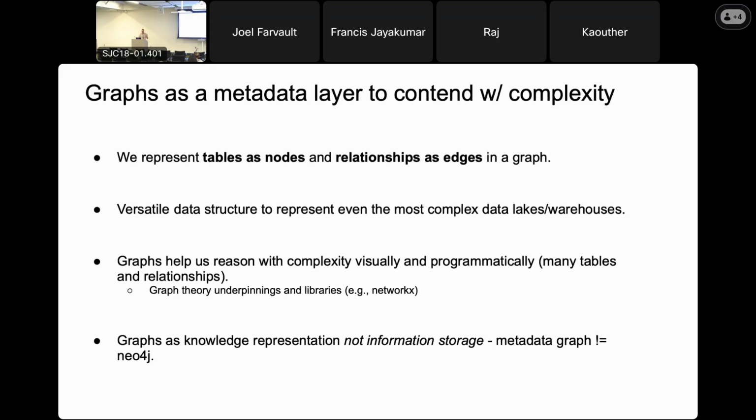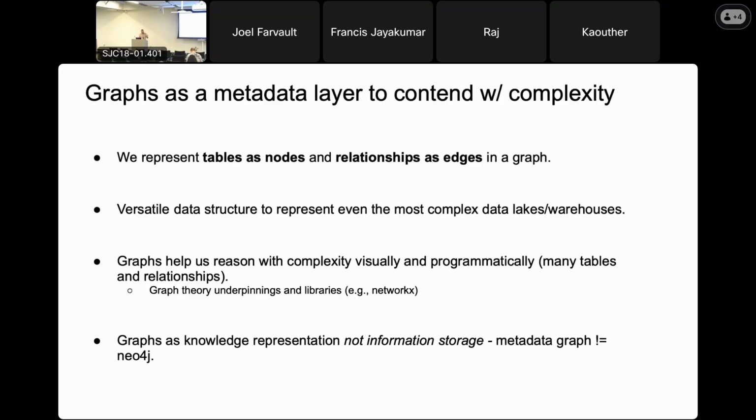So Curve uses graphs as a metadata layer to represent these entity relationship diagrams. We represent the tables as nodes, the relationships as edges. Graphs are just really good for this, right? Like you have the whole graph library stack, NetworkX, things like that. So not reinventing the wheel.